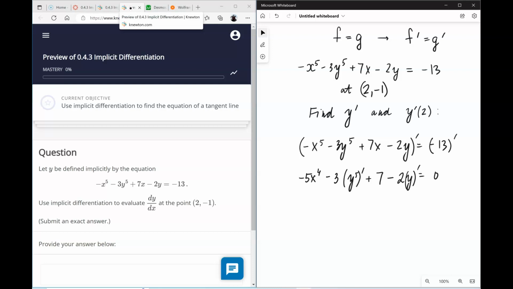So the idea is that since we don't know exactly what y is, we cannot find its derivative. But we can find the derivative of -x to the 5th. If I wanted to be thorough here, I would have written it like this. We're looking at the derivative of x to the 5th, and the derivative of x to the 5th is 5x to the 4. The derivative of 7x is just 7. The derivative of y, we don't know, so we're just going to write it y prime. The derivative of -13 is actually 0.